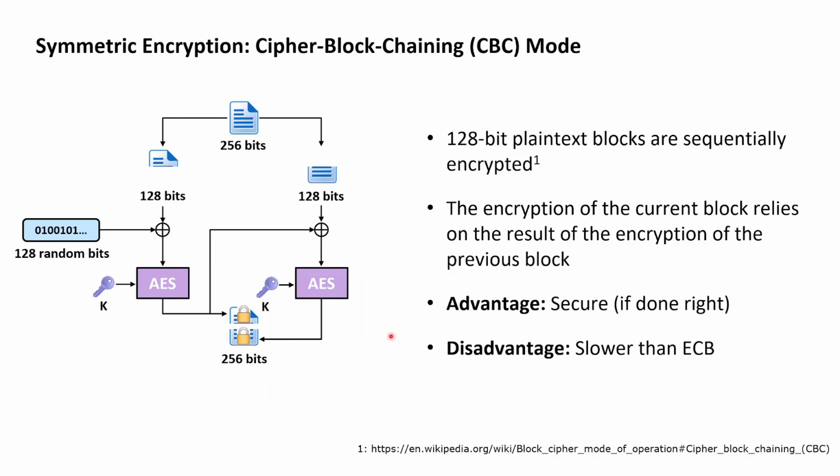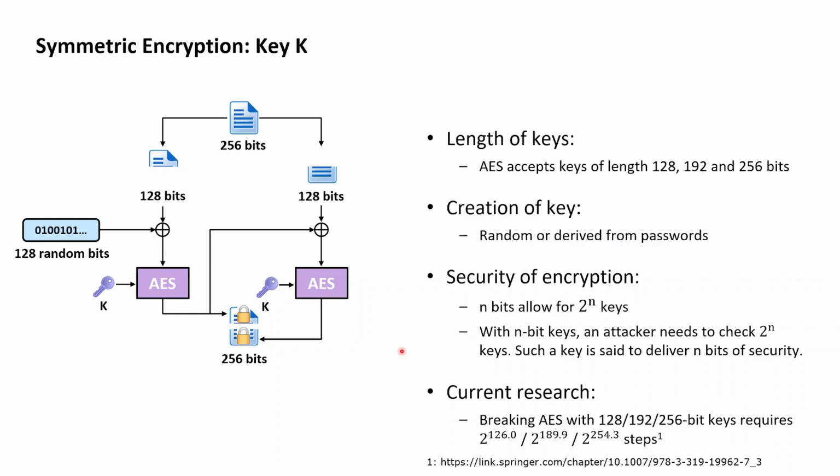The advantage of CBC is that CBC is secure if implemented right. A small disadvantage compared with ECB is that with CBC, the plaintext blocks now need to be encrypted sequentially, whereas in ECB, the 128-bit plaintext blocks can be encrypted in parallel. However, it's worth pointing out that the actual speed difference between ECB and CBC is marginal, and given that ECB is insecure in the first place, this disadvantage when compared with ECB is ultimately not an argument against CBC to begin with.